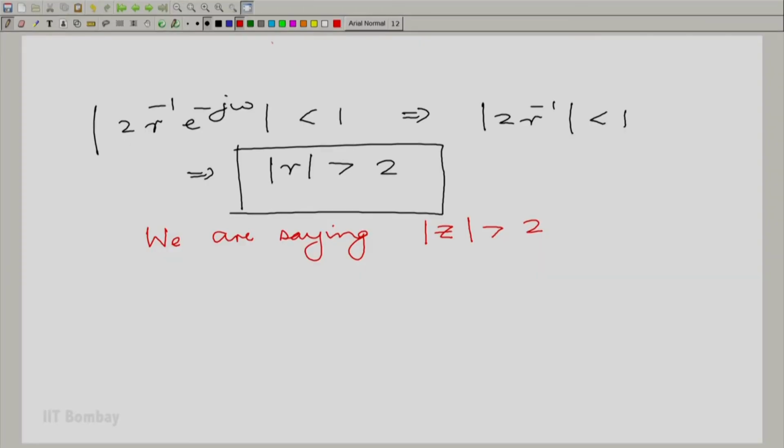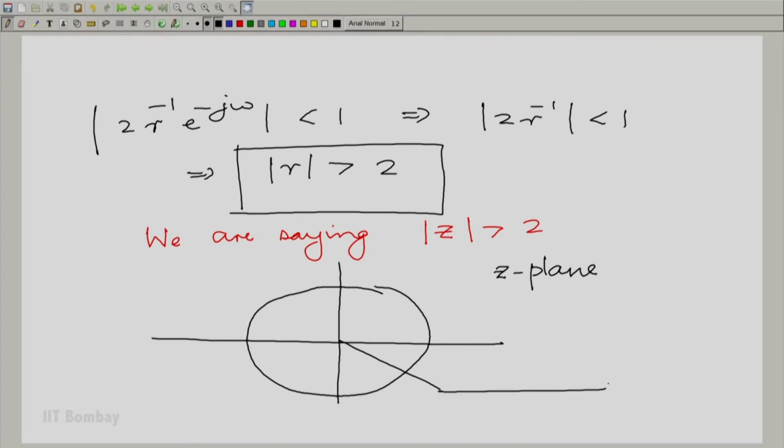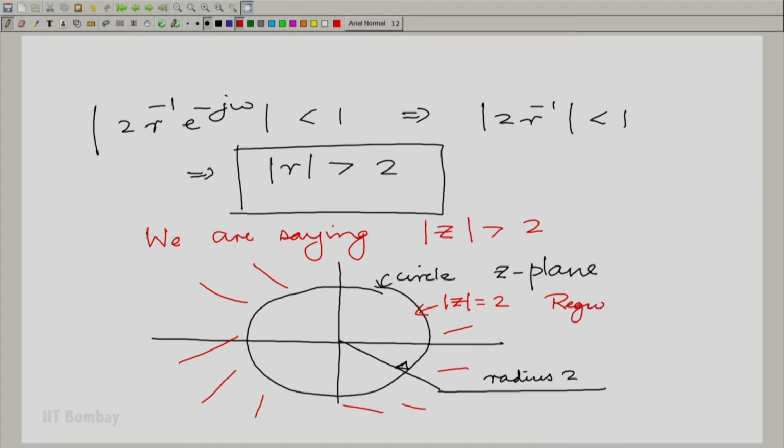So, what are we talking about? We are talking about this complex plane here. Let us call it the z plane. We are talking about a circle of radius 2, and the circle is essentially mod z equal to 2. So, mod z greater than 2 is essentially the region exterior to the circle.